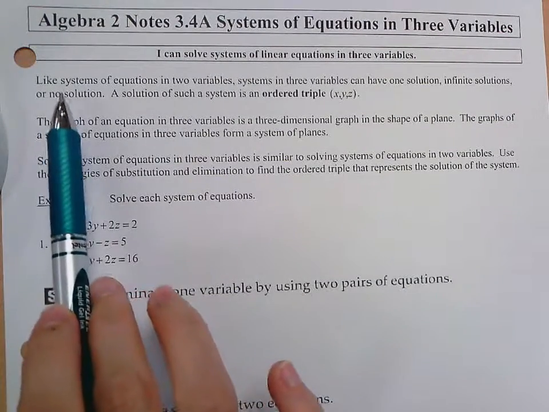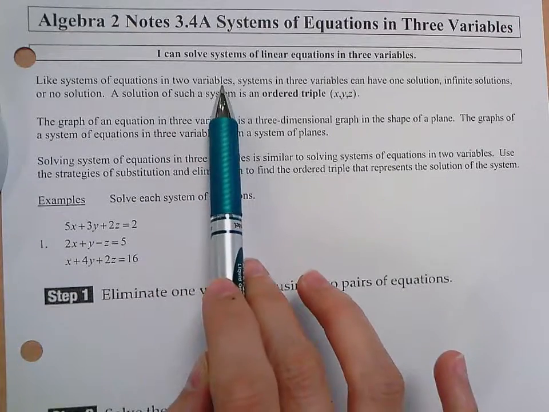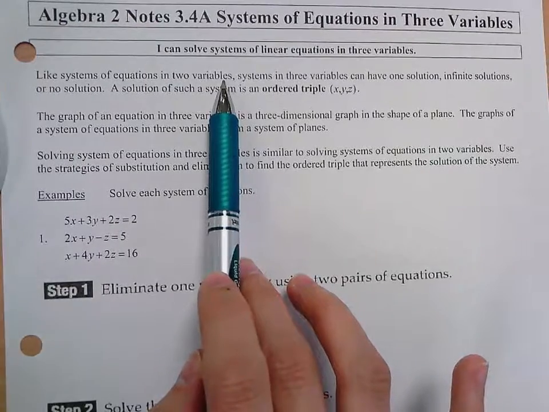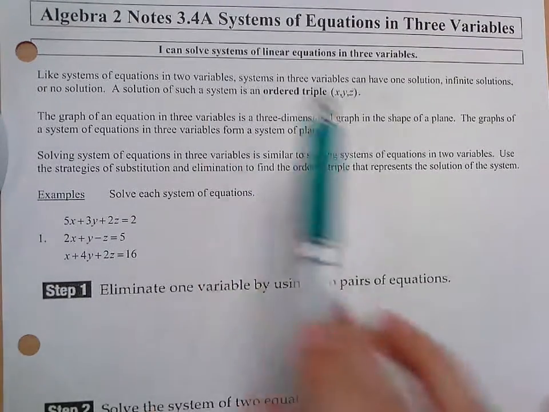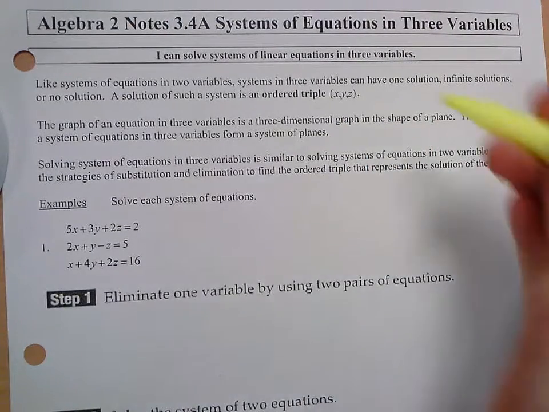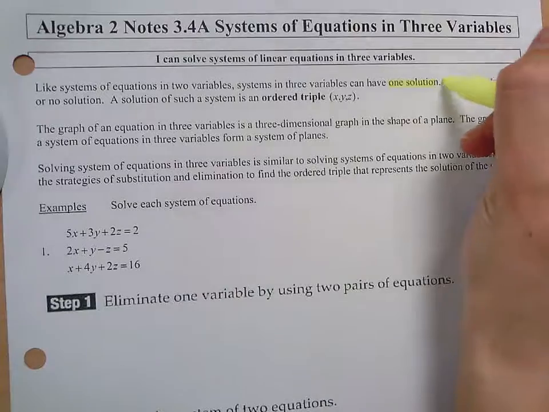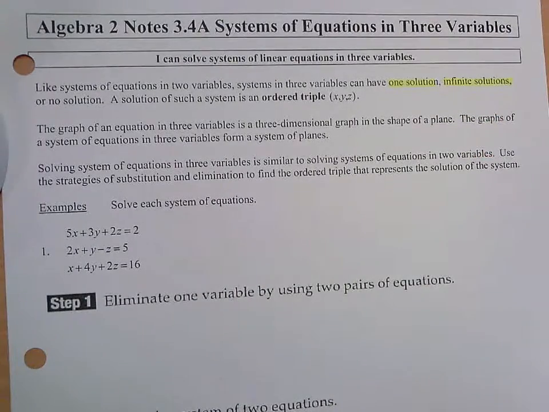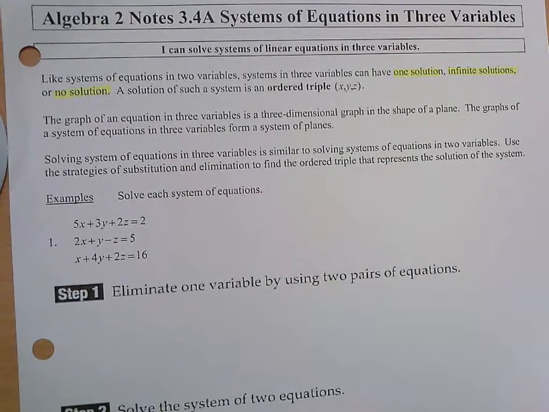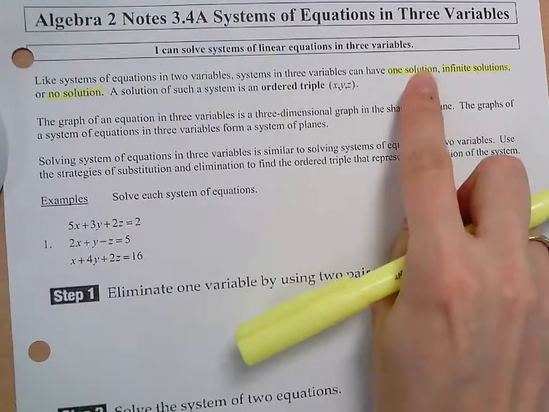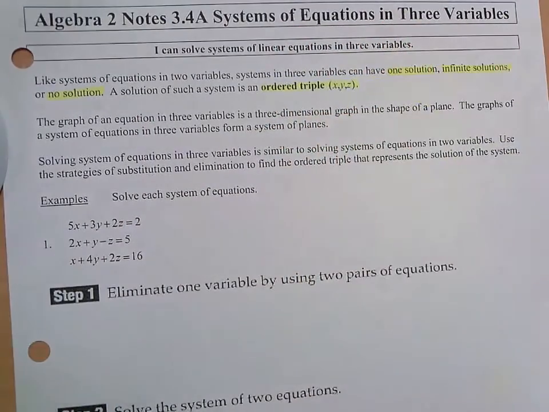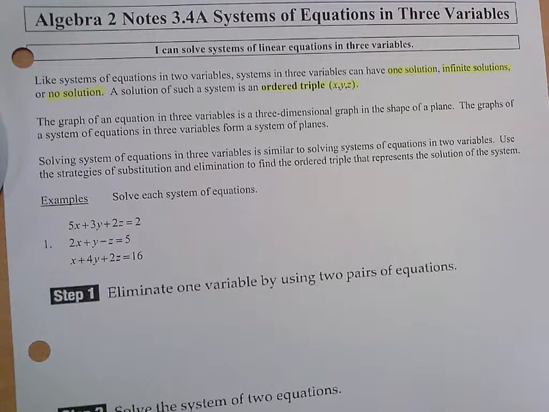So I have on here, just like systems of equations in two variables, if you only have two variables, x and y, you need two equations. When you add a third variable, you need three equations. But a system in three variables is going to have exactly one solution, infinitely many, or it might have no solution. And if it does have exactly one, the solution is an ordered triple because you have three variables. So it's an ordered triple x, y, z.